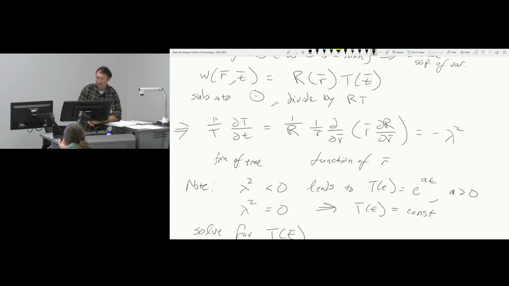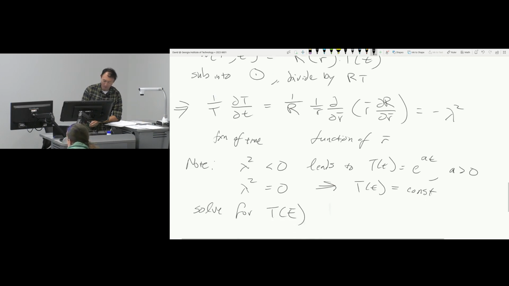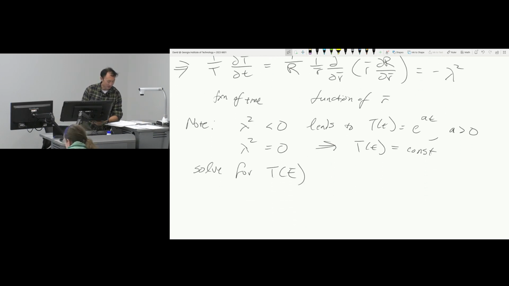Now the issue is that constant has many, many different solutions, and I have to figure out what those solutions are using the equation for capital R. The equation for capital T just tells you what the time-dependent part looks like, and this is what you might have envisioned. If you solve for T of t bar, you have T of t bar equal to e to the negative lambda squared t bar. That's saying it's going to exponentially approach the steady state solution.